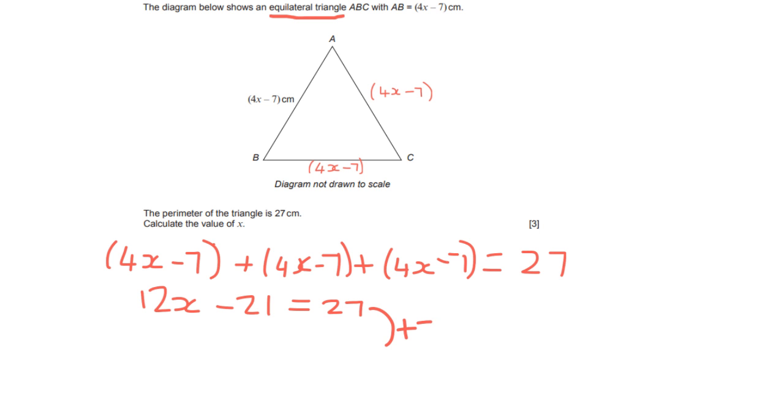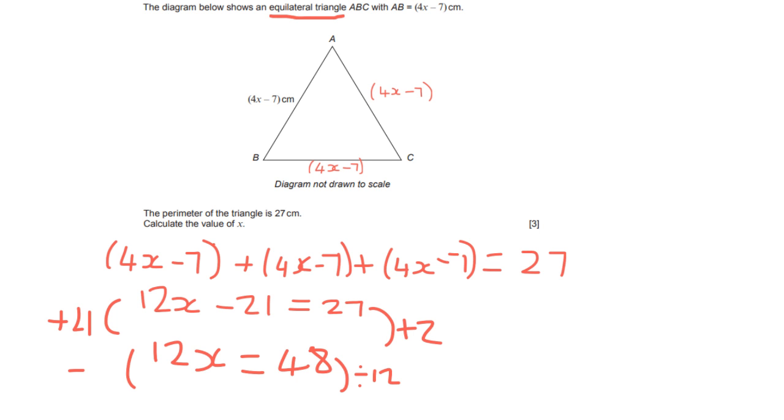So I can add 21 to that. So 12x would equal 48. Divide that by 12. So x would equal 4. And that's all I'm asked to do. I'm not asked to find the length of each of the sides. I'm only asked to calculate the value of x. So x, I know, is 4 centimetres.